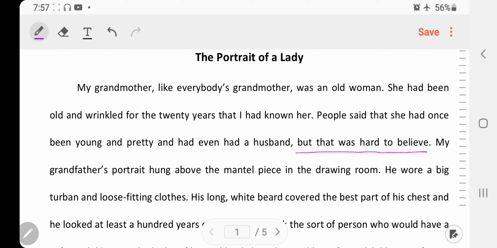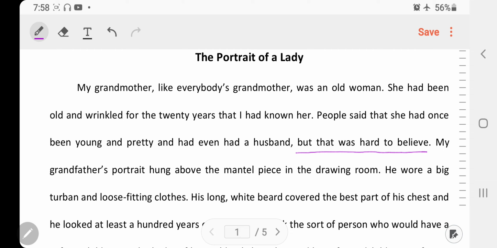My grandfather's portrait hung above the mantelpiece in the drawing room. So there was a drawing room in the house and there was a mantelpiece, and the portrait, that means a picture of his grandfather, was hanging there. And when he looked at that picture, what did he find? He wore a big turban. What was there in the picture? The grandfather was wearing a turban.